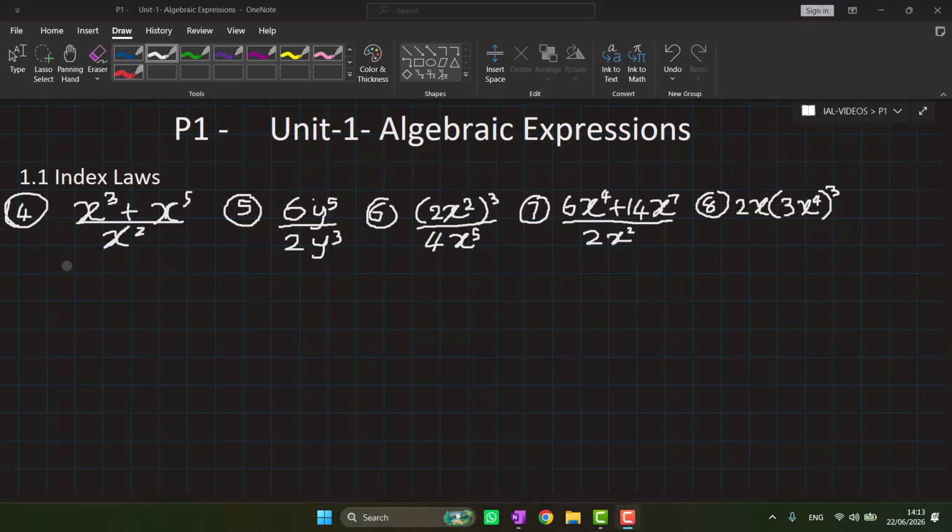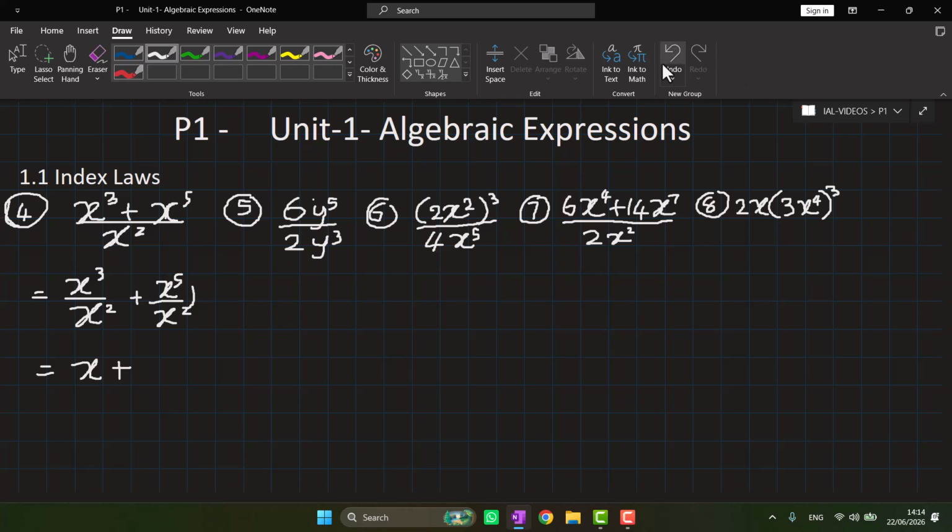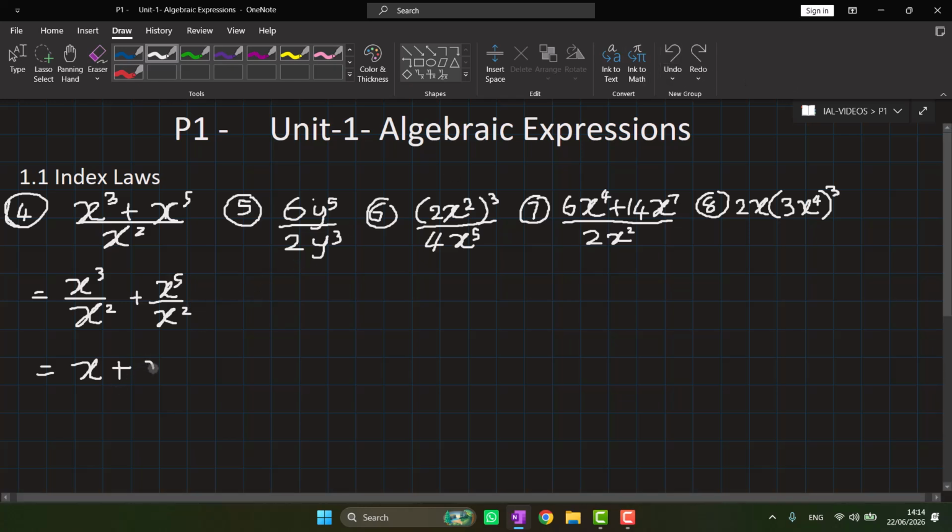Fourth example, we can break this into two fractions as x cubed over x squared, since it's the common denominator, plus x to the 5 over x squared. Then division means subtraction, so you can subtract 3 minus 2 is 1, so x to the 1 is x, plus 5 minus 2 over here is 3, so you can write plus x cubed.